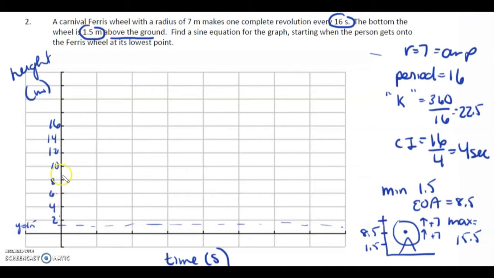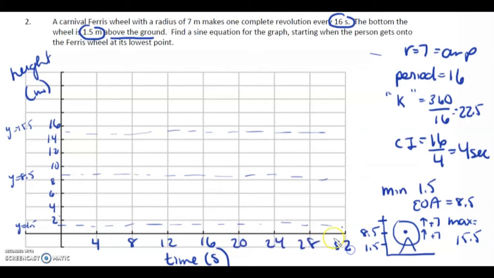I'm going to label the equation of axis, which is 8.5. Y equals 8.5. Y equals a number because it's a horizontal line. And then we get 15.5 up here, y equals 15.5. Along the bottom, because our critical interval is 4 seconds, I'm going to go 4, 8, 12, 16, and you can keep going, 20, 24, 28, 32. All we have to do is pattern. You board at the bottom, right?